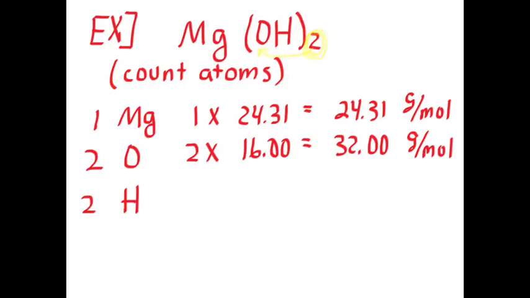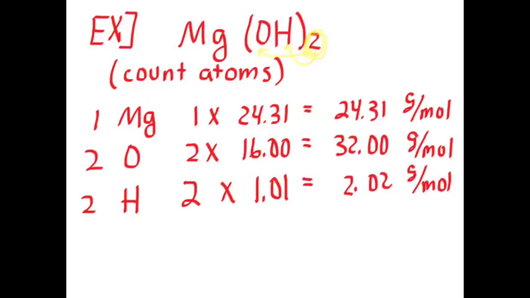You also have 2 hydrogens. Why? Well, because that 2 relates to the hydrogens because they are also within that parentheses. Please notice that the 2 does not relate to the magnesium. It is not within the parentheses. Add all those up, you get 58.33 grams per mole.